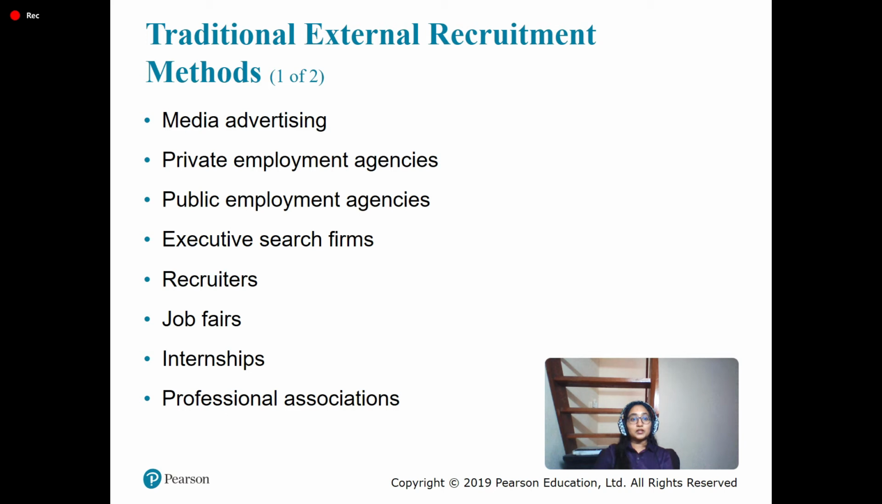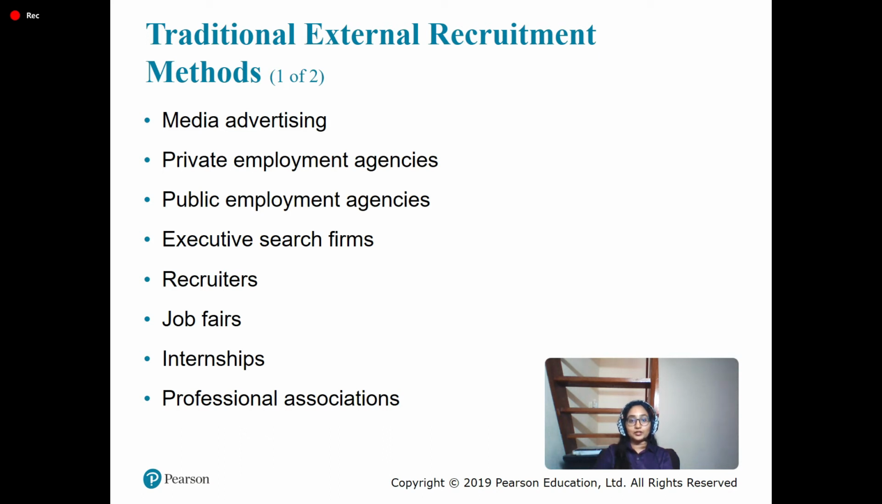The first one is the private employment agency. Private employment agencies, often called headhunters, are best known for recruiting white-collar employees in exchange for a fee paid by the employers. Many private employment agencies specialize in filling a particular niche in the job market where top candidates are in high demand.